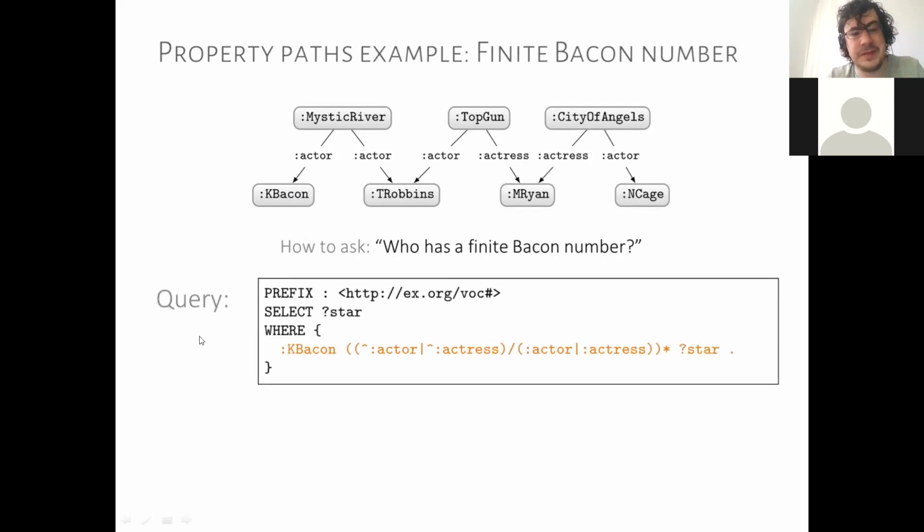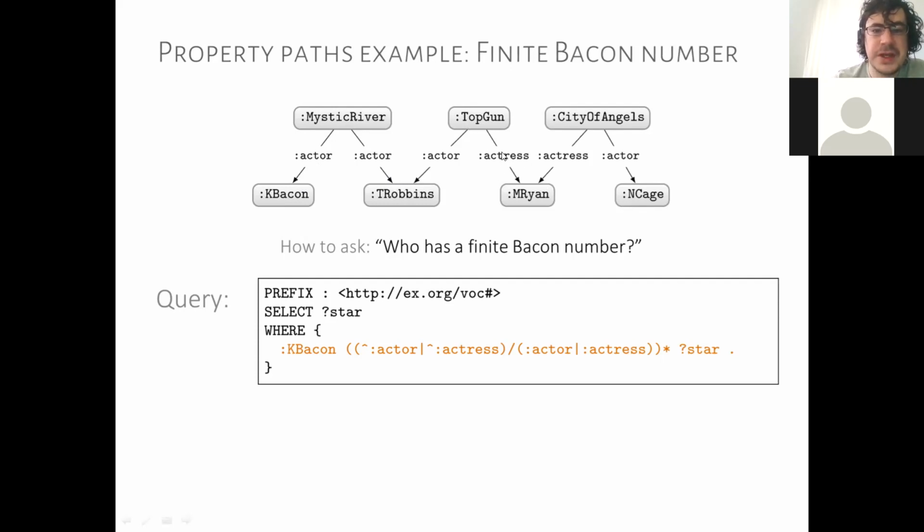We can again use a more complex property path here. So what we need to do to find these people is start from Kevin Bacon, which we specify here. And then we need to traverse in the inverse direction of actor. We need to go backwards across actor because we need to go against the edge direction. So we're going to go inverse actor. And then we need to go forward actor. So inverse actor followed by forward actor.